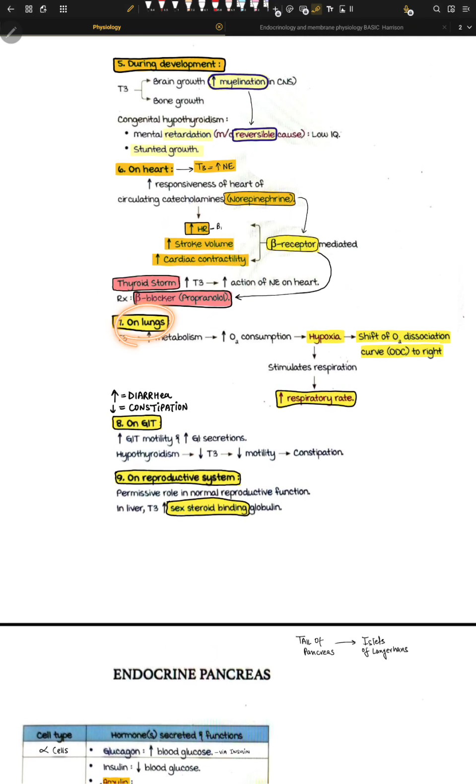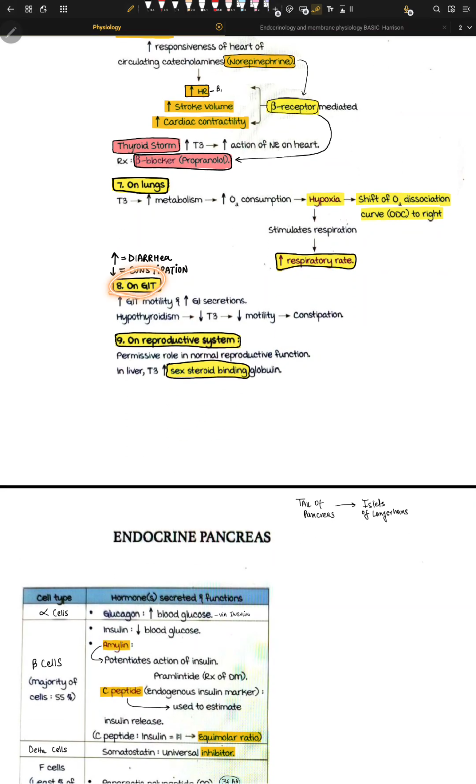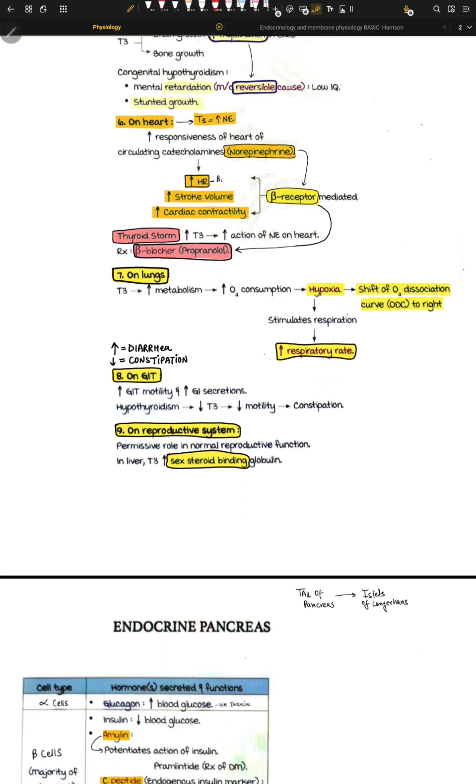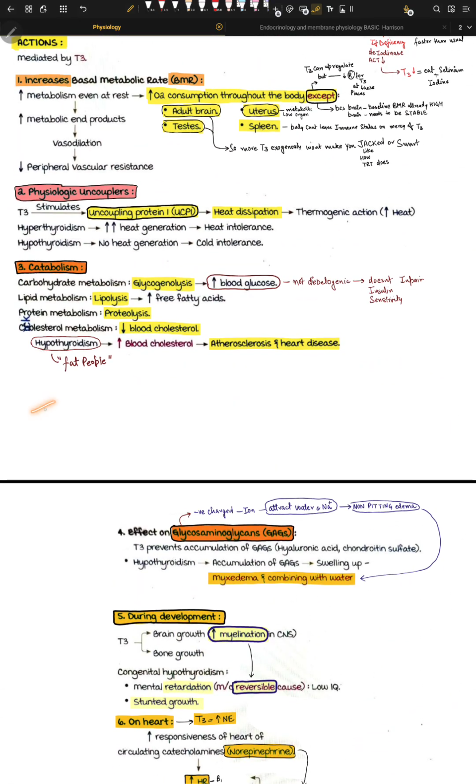And on lungs, it also increases the lung function. I'll tell you what happens: the metabolism increases, the O2 consumption, O2 requirement increases. It results in hypoxia. In GIT, T3 increases the, basically what happens is that, just imagine, I will tell you very simply, you don't have to remember all of that. T3 is like cocaine.